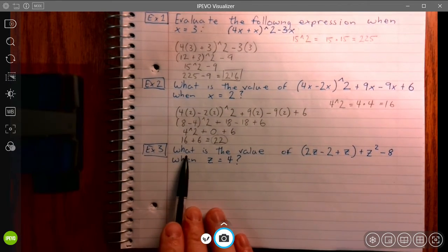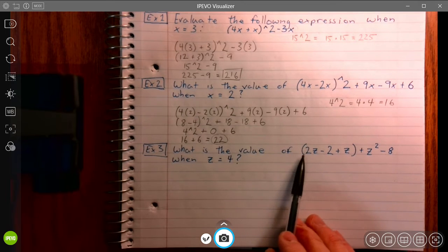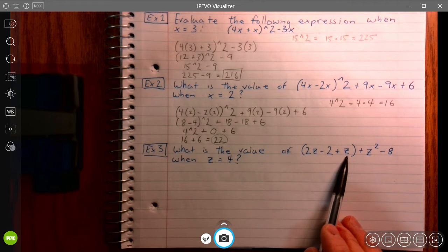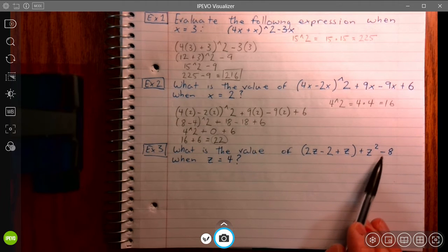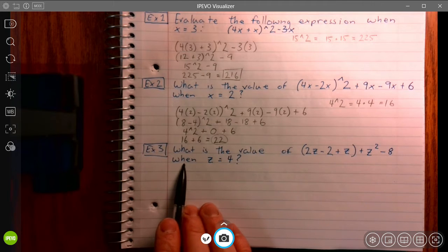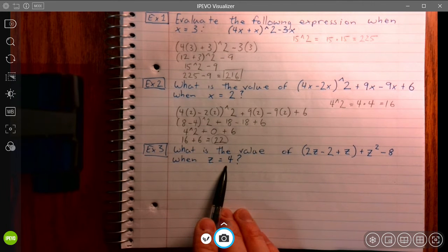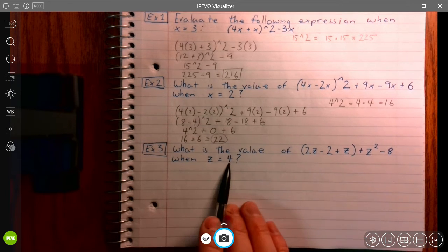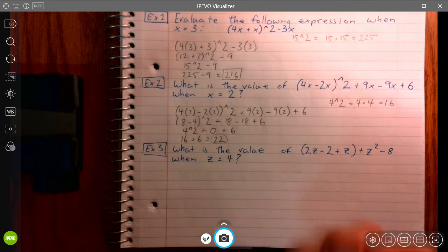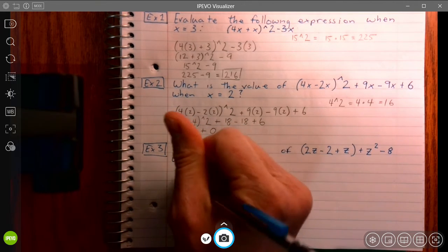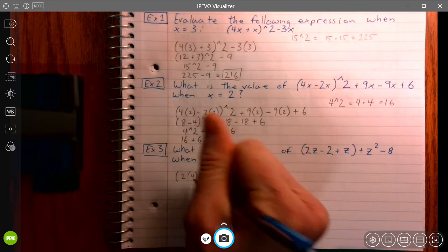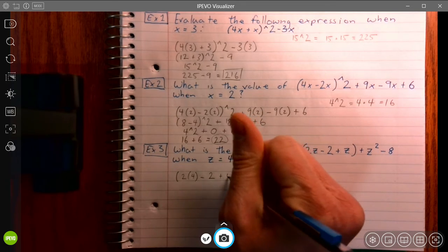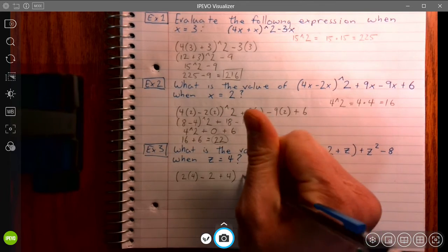Example number 3. What is the value of 2z minus 2 plus z squared minus 8 when z is equal to 4? So in this case, everywhere I see a z, I'm going to plug in a 4. So let's go ahead and do that. Notice throughout all these examples, I'm using parentheses to signify multiplication.